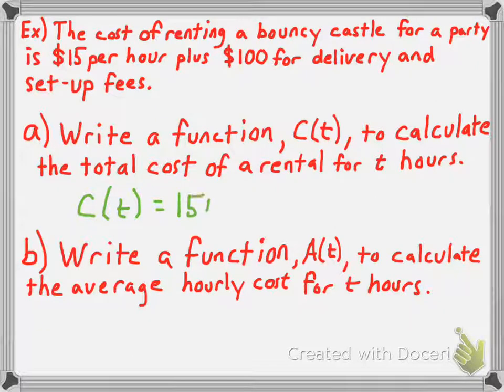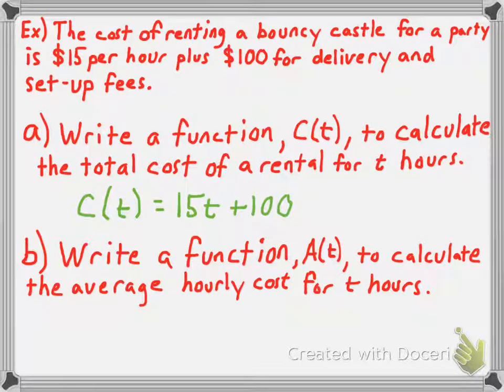So you're going to multiply the number of hours that you rent the bouncy castle for by 15, and then you're going to add in that one-time fee, correct? So there's a function to represent the total cost of the rental for how many ever hours you would like to find it for. So if I wanted to know what was the total cost for 3 hours, well, you'd have 15 times 3 plus 100, and you'd tell me it was $145.